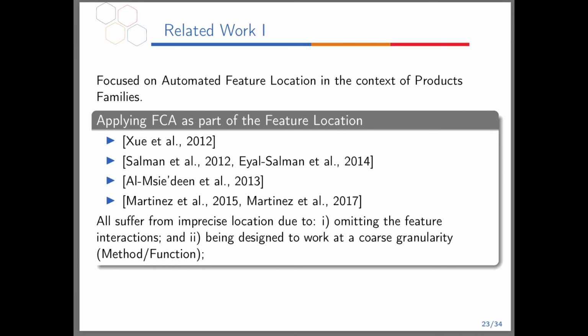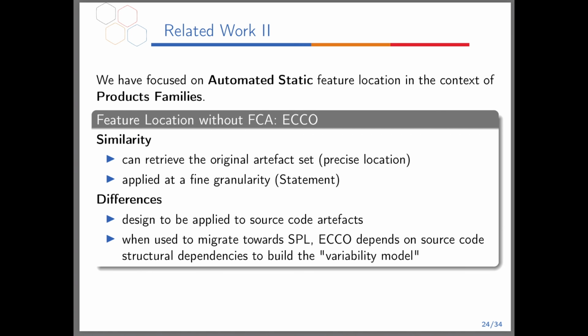For the techniques found that use FCA, none of them were able to precisely locate the feature implementation since they ignore the feature interaction phenomenon and are designed to work at a granularity that only considers the entire method and not the method statement as individual artifacts. For the techniques that work without FCA, we look at ECHO, which shares similarity with our work. To summarize, ECHO can be used to retrieve the original set of artifacts so it has a precise location, and it also applies it at a fine granularity.